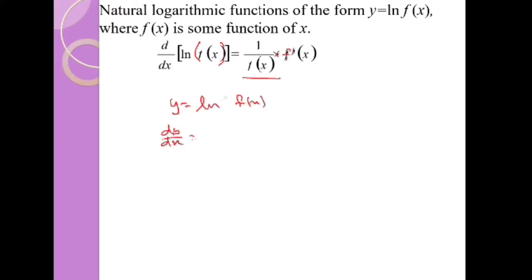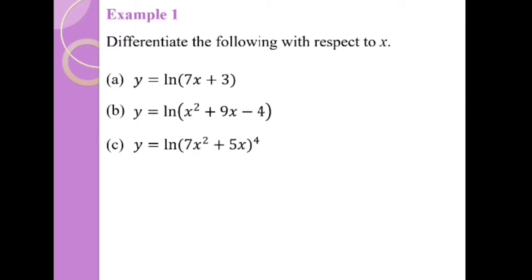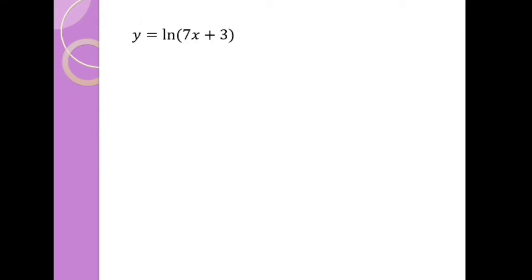This simply means if we have natural logarithm of function f(x), to differentiate it, it is just 1 over, copy the function f exactly the same, do not change anything, and then just multiply with the derivative of that function f. Let's look at a few examples on how to apply this formula.